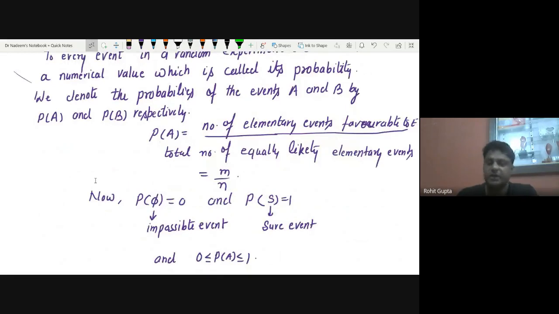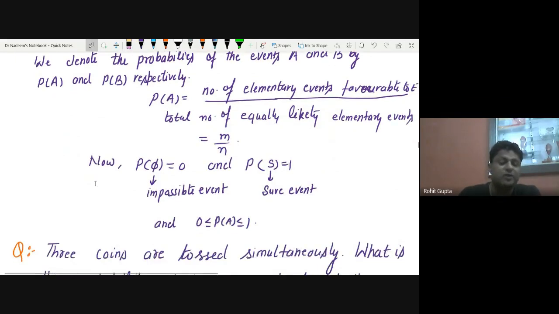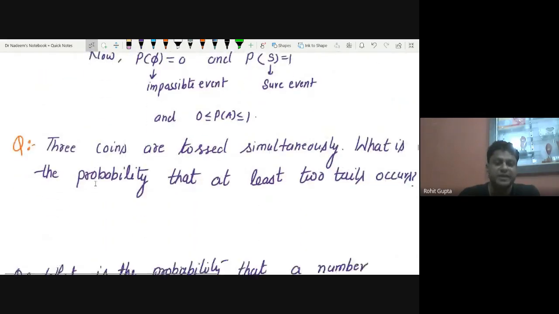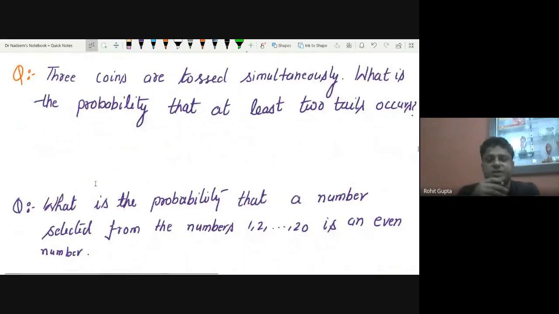And we know that the probability of an impossible event is 0 and the probability of the sample space is always 1. It is also clear that the probability of A is greater than or equal to 0 and less than or equal to 1. Here we are going to discuss an example. Three coins are tossed simultaneously. What is the probability that at least two tails occur?